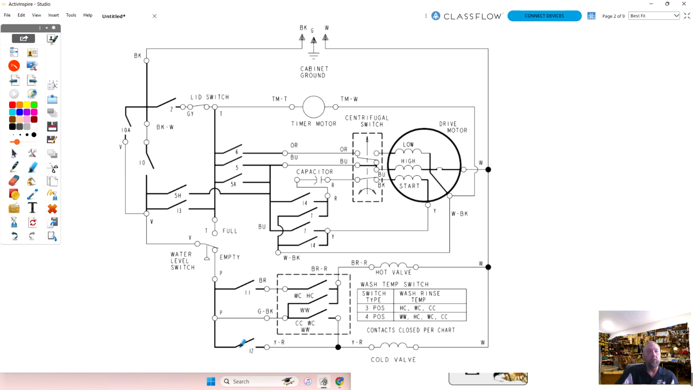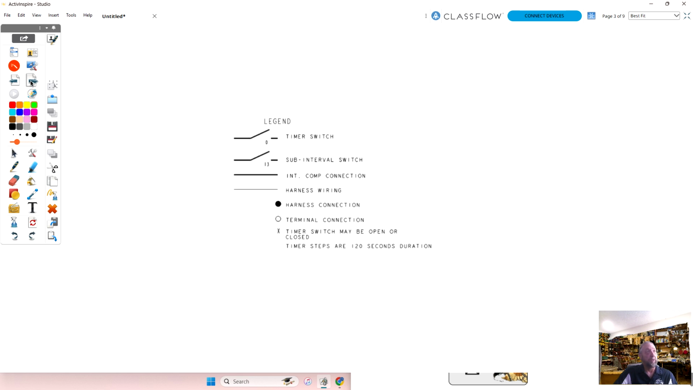When you're troubleshooting and you're trying to read a diagram, understanding how power goes through this diagram to make that part work is the first thing we need to do. So let's take a look at some other parts of this diagram, and then we'll break down some of the circuits. So here again, we just have timer switch. Sub-interval is still a timer switch. Don't know why they drew it separately. Internal connection and harness wiring.